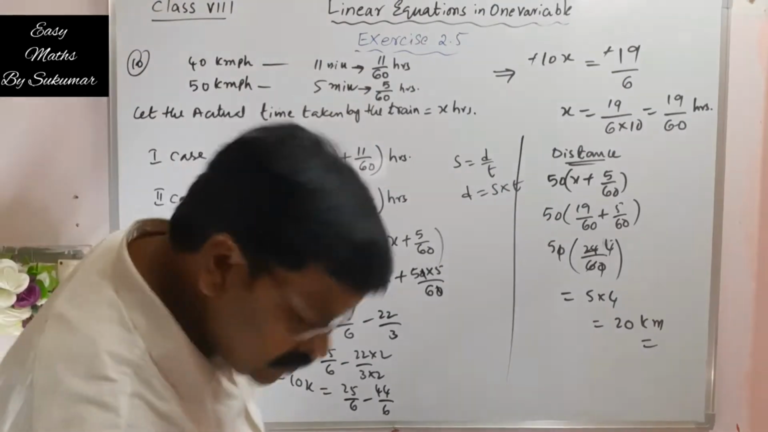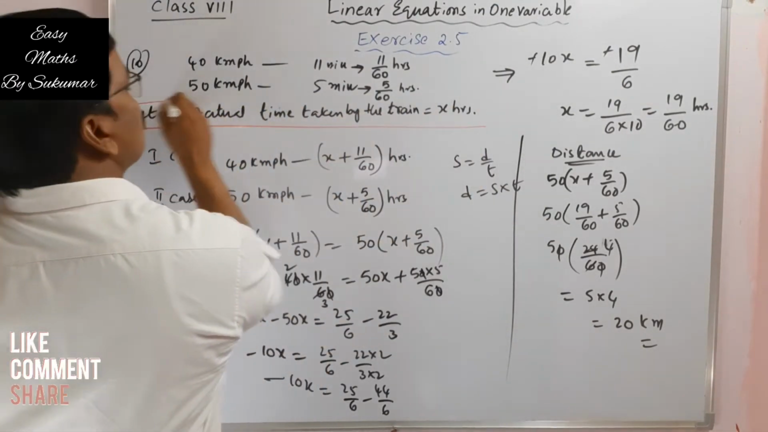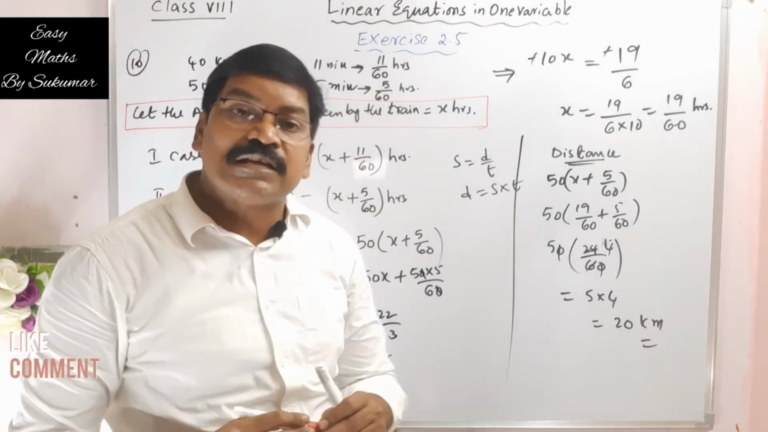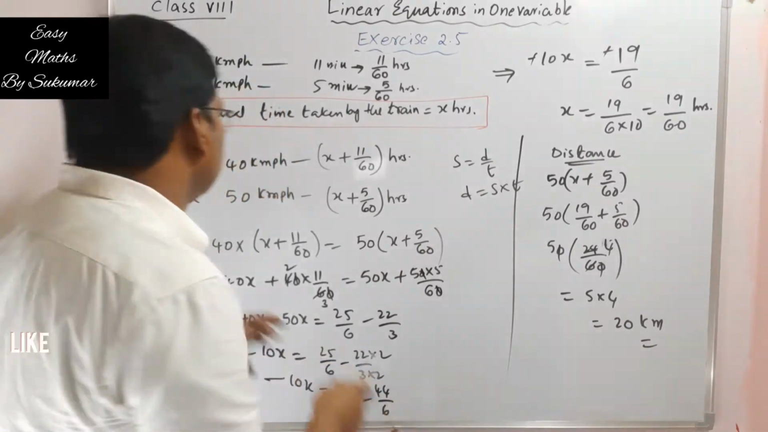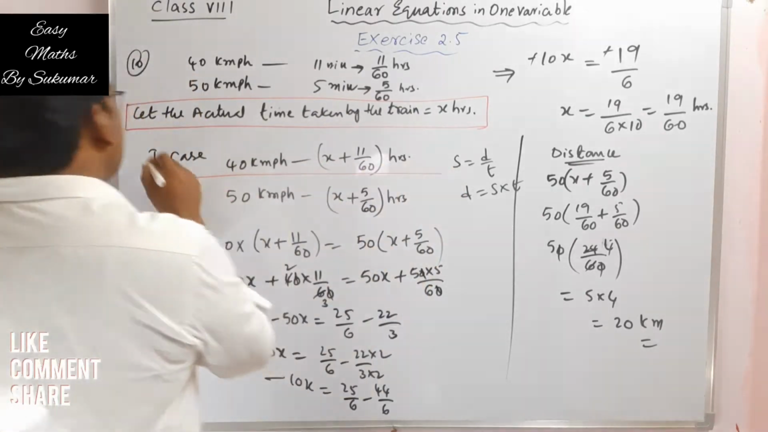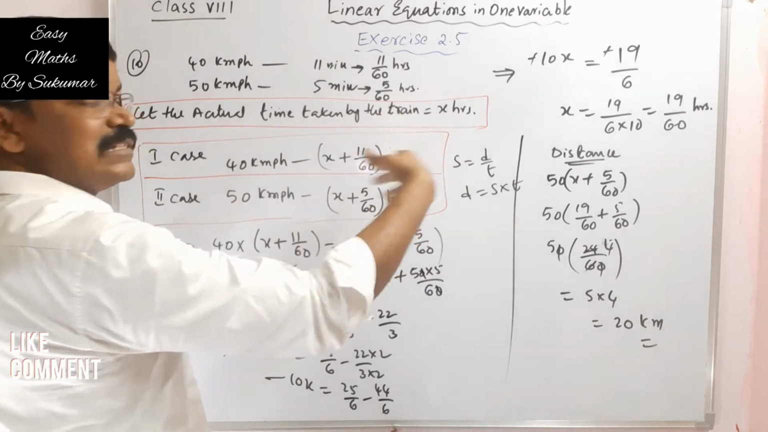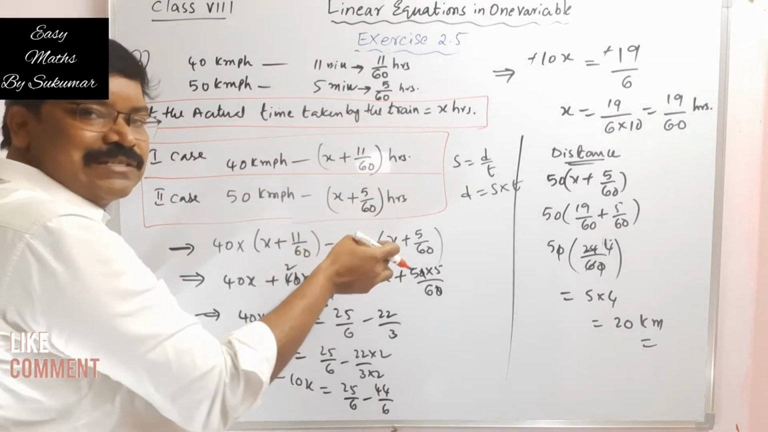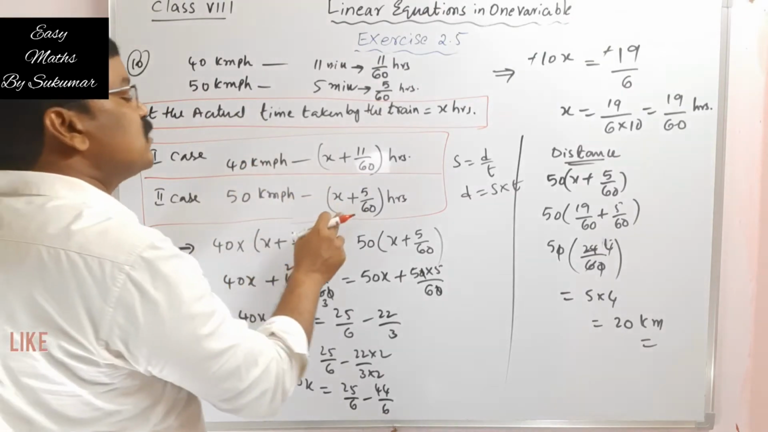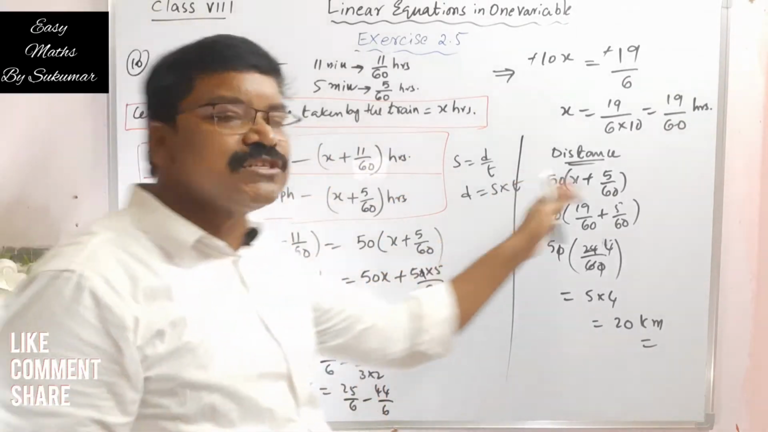See here, students, this is the key of the sum. Let the actual time taken by the train be x hours. In the first case, if it runs at 40 km per hour, it would take 11 by 60 hours extra, that means x plus 11 by 60. In the second case, at 50 km per hour, it is x plus 5 by 60 hours. In both the cases, the distance is the same.